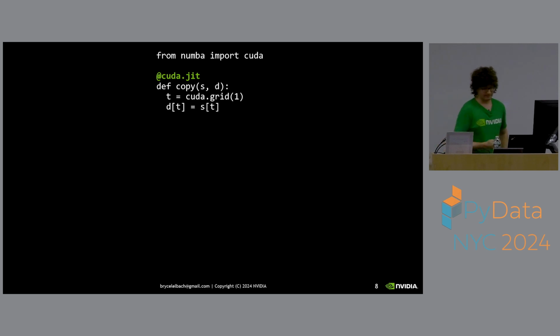The inputs to our copy kernel will be NumPy compatible arrays. A subset of the NumPy array API is supported in device code. We'll see some of that a little later.